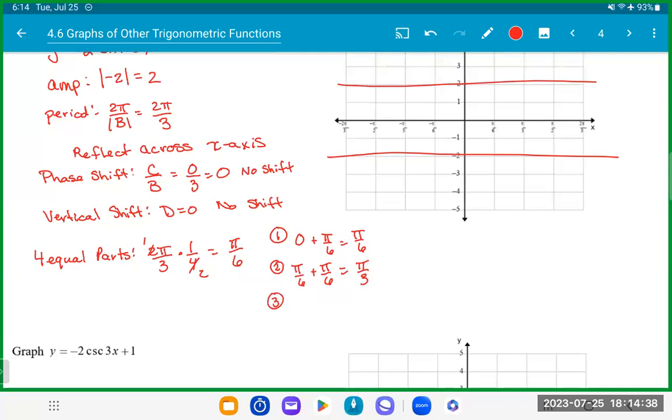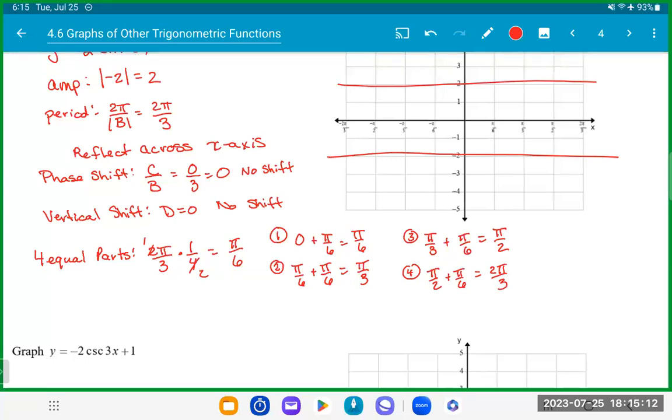Then we have 3 is going to be pi over 3 plus pi over 6. So that is 3 pi over 6 or pi over 2. And then our fourth point is going to be pi over 2 plus pi over 6. And that's 4 pi over 6, or reduces to 2 pi over 3.